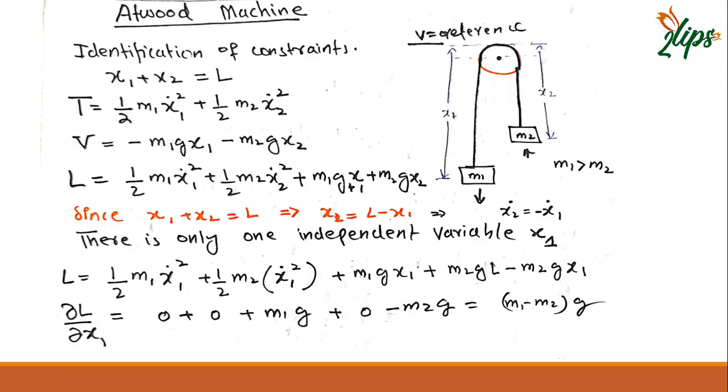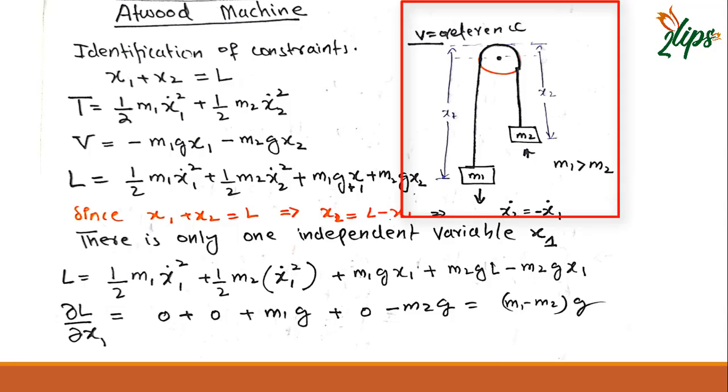Okay, so the first problem is the Atwood machine. It consists of a frictionless pulley and two masses M1 and M2, which are connected by a massless and inextensible string which is passing through this pulley. If M1 is greater than M2, then M1 will move downward and M2 will move upward. So there is only 1 degree of freedom.